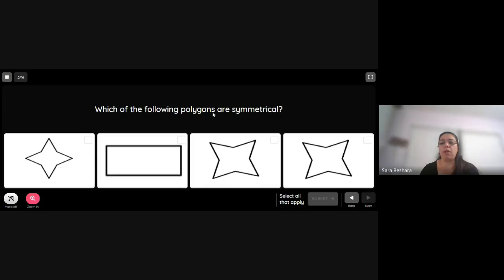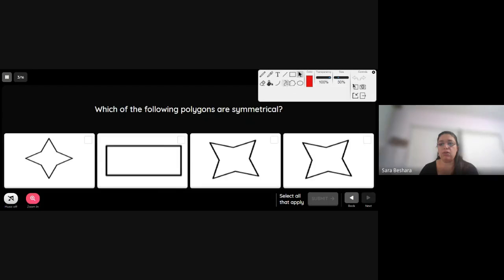Which of the following polygons are symmetrical? Remember, symmetrical means that you split them exactly in two equal halves. Okay, you split them exactly in two equal halves. So let's take a look at this. Which one of these can I split in two equal halves?